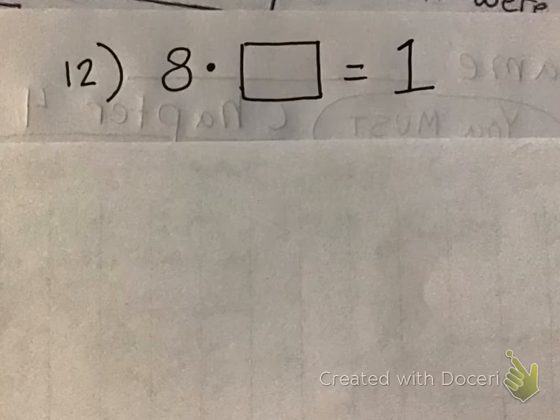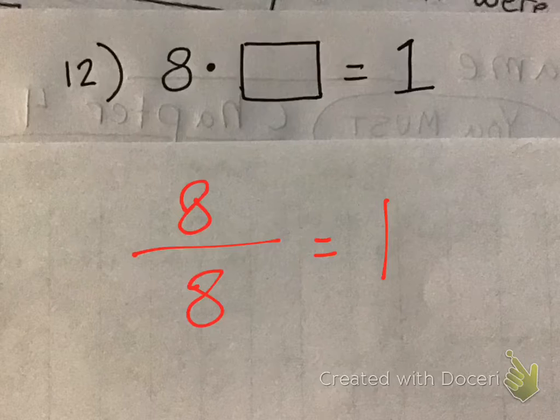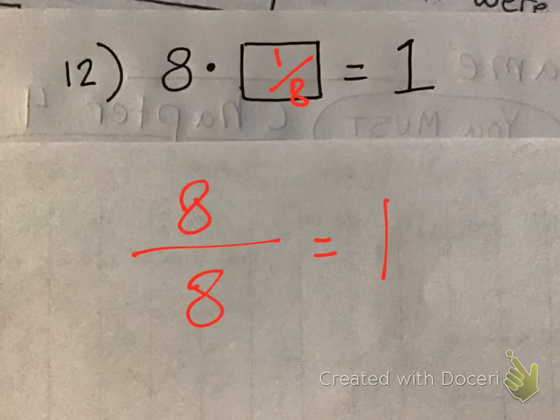As such, here, 8 times what equals 1? First of all, 8 over what equals 1? Madison. 8 over 1 does not equal 1. 8 over what equals 1, Jaden? 8 over 8, which means that if we multiplied 8 by 1/8, we would get 1. That's the reciprocal. The reciprocal of a number is when you multiply it by the first number and get 1.